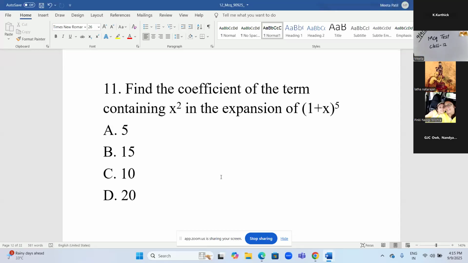Once again, I will repeat the question. Find the coefficient of the term containing x square in the expansion of (1 + x) power 5. So the options are 5, 15, 10 and 20.